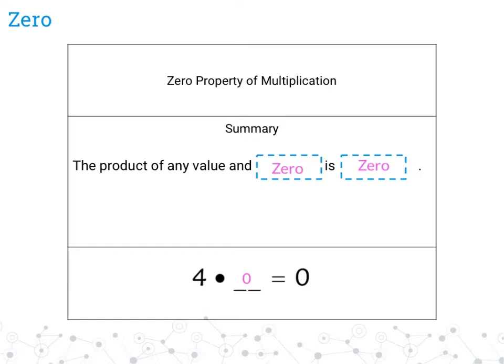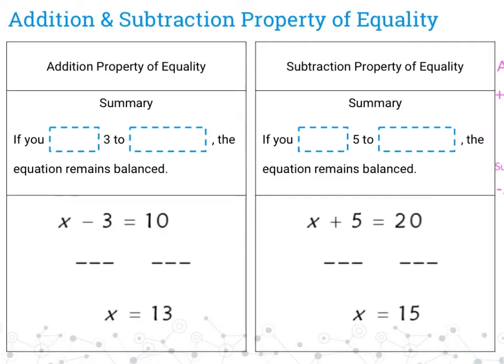Let's go ahead and take a look at the properties of equality now. So the properties of equality are very important because the properties of equality are what allow us to solve equations. So we have two properties here right now. We're talking about the addition property of equality and the subtraction property of equality. And the addition property of equality states that if you add 3 to both sides in the example of this equation, the equation remains balanced. So if you add anything to both sides, the equation will remain balanced.